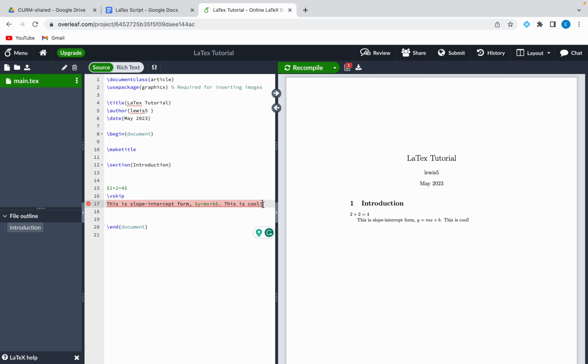This is cool. So I don't know if you noticed, but the y equals mx plus b looks different than the font that the words are written in. So right in the middle of the sentence, it'll go ahead and make whatever's in between those dollar signs a math equation. There are also several different shorthands that you need to know when writing math equations. So let's take a look at some of those shorthands.